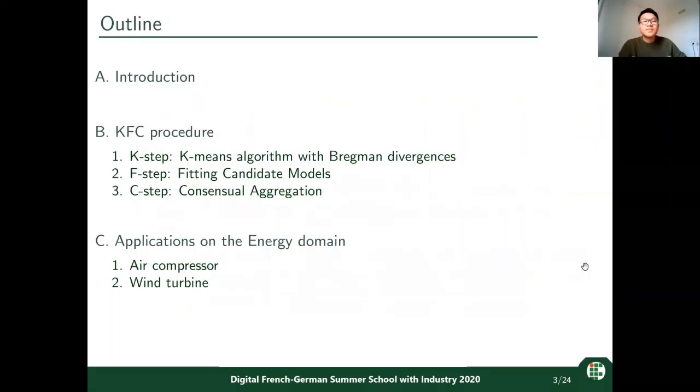So I will describe the three steps of this procedure, and then at the end we will consider some applications of this method on the energy domain, specifically on air compressor and wind turbine.